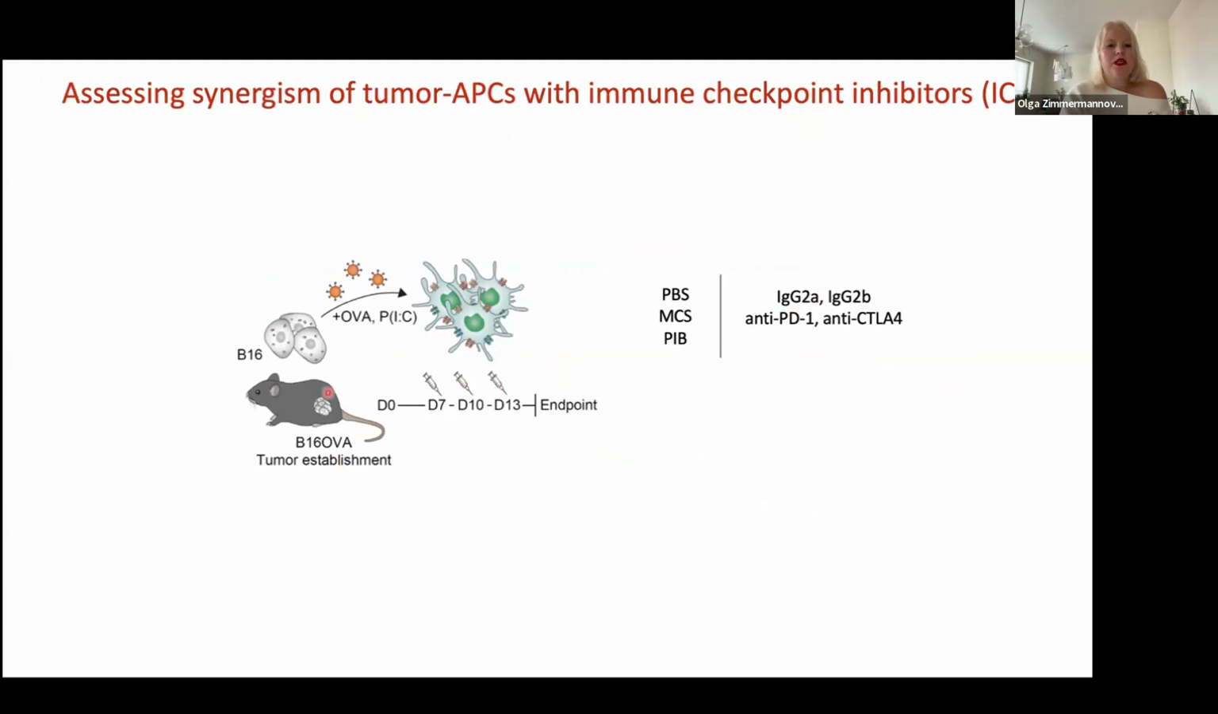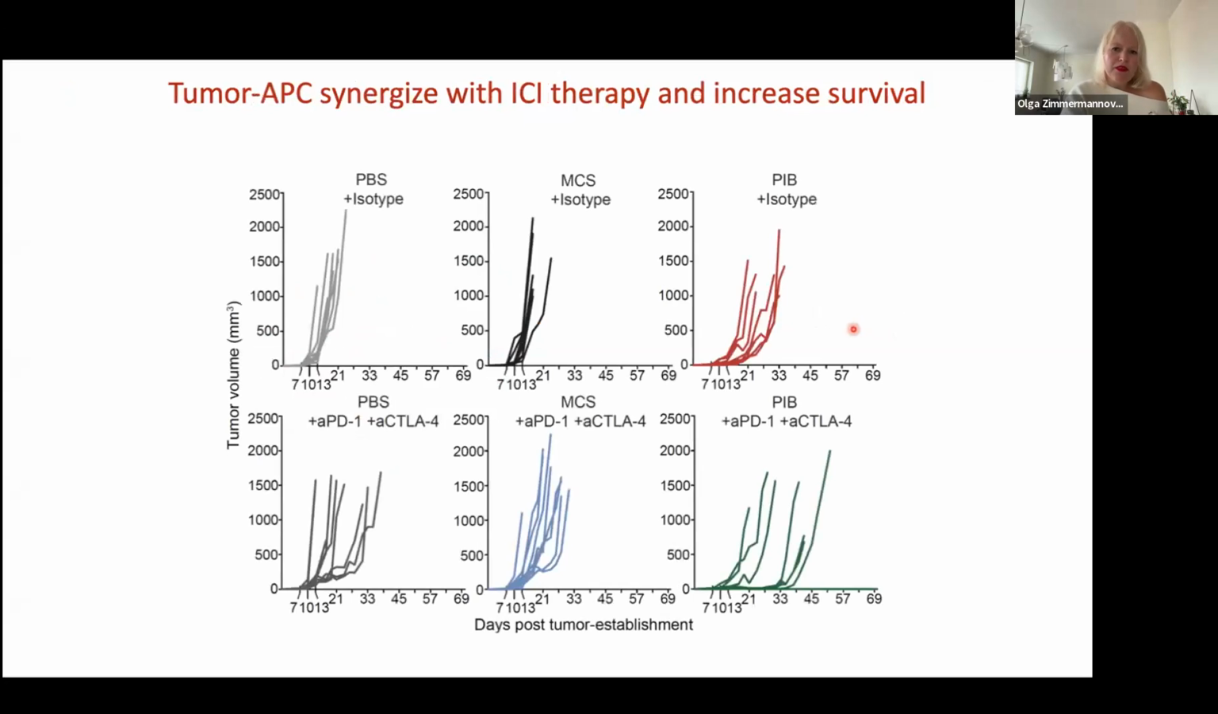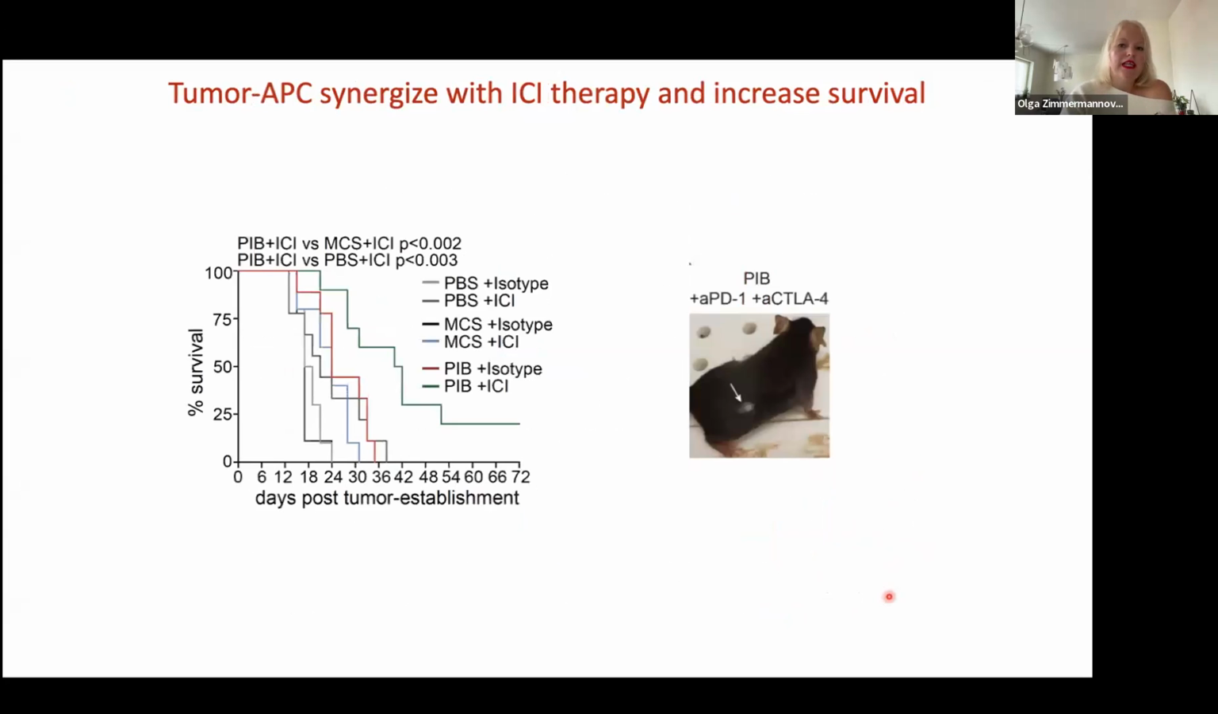So to test this, we decided to use the same mouse cancer model, and we combined the treatment with the intratumoral tumor APC injections with the introduction of checkpoint inhibitors. And here we saw that especially the combination of the tumor APCs with checkpoint inhibitors significantly slowed down the tumor growth in the animals, and also significantly prolonged the survival of the animals, here shown as the green bar.